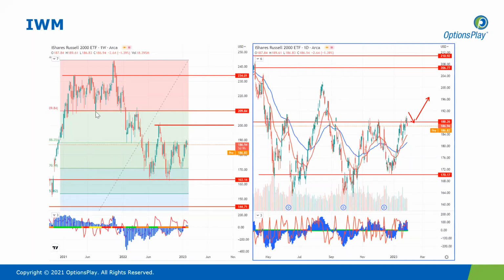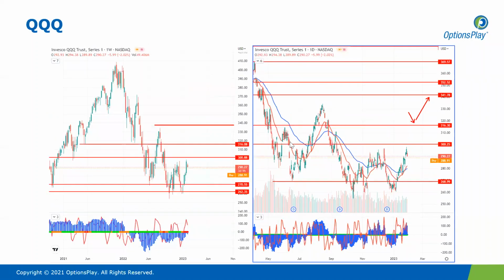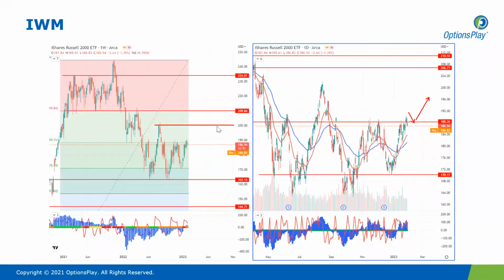But you also have 210, which is a 23.6 fib level. Forgot my fib levels there for a second. And potentially a break above that could see price revisit this huge consolidation area at around below 230.